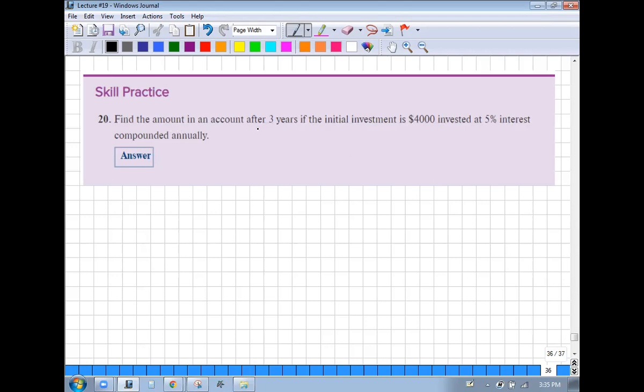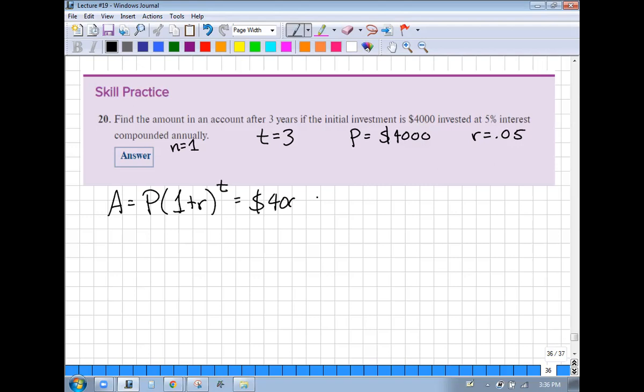Find the amount in the account after 3 years. So T is 3. The initial investment is 4,000. And our 5% interest means R is 0.05, compounded annually. So they're compounding once a year. So the amount we're going to owe is P times 1 plus R to the T power. We have 4,000 times 1 plus 0.05 to the third power.